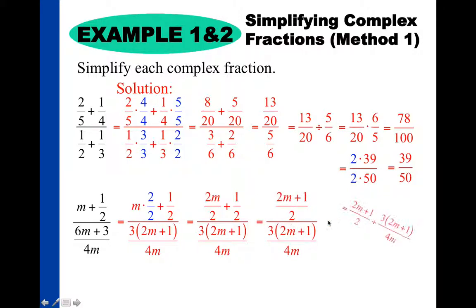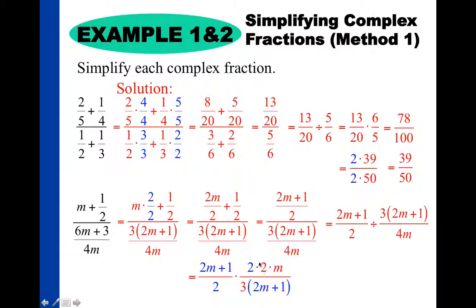Change this into your division sign, then change it to multiply. Obviously, if I was doing this for real, I would not write this step. I'd go right from here to multiplying by the reciprocal. Now I just start canceling stuff out here. Look at that: 2m plus 1, 2m plus 1. Glad I factored out the 3. Also, 2 and 2, gone. What's left? A 2m and a 3.